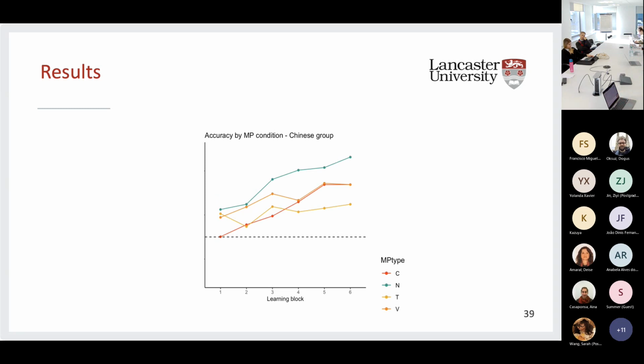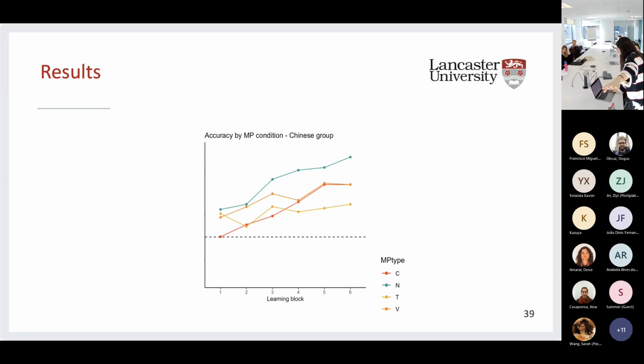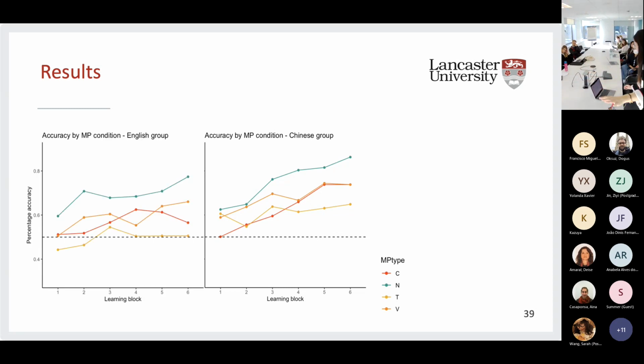Here we look into the different minimal pair conditions. This is for the Chinese group, the baseline group. As you can see, they can learn all the minimal pair conditions. And here is the one for the English group. So let's compare different conditions and groups. Firstly, we found an effect of minimal pair. These green ones are non-minimal pair conditions. Accuracies were higher in non-minimal pair conditions compared to minimal pairs.